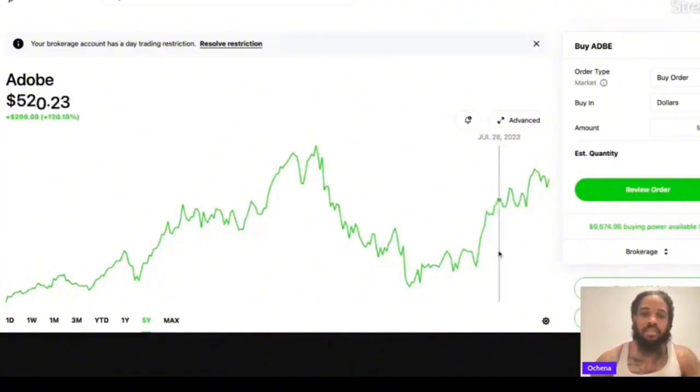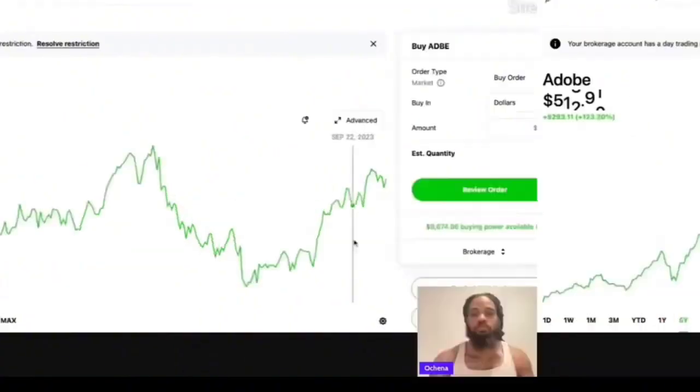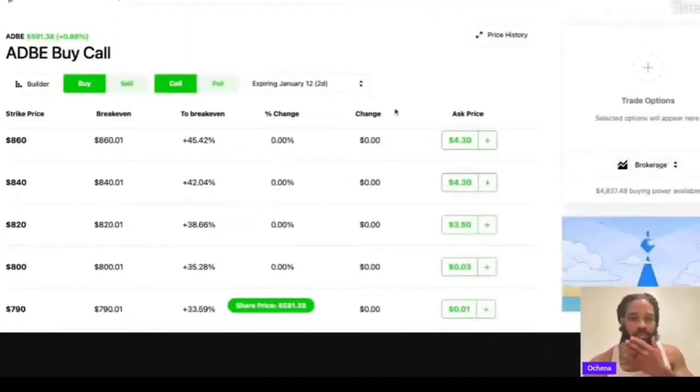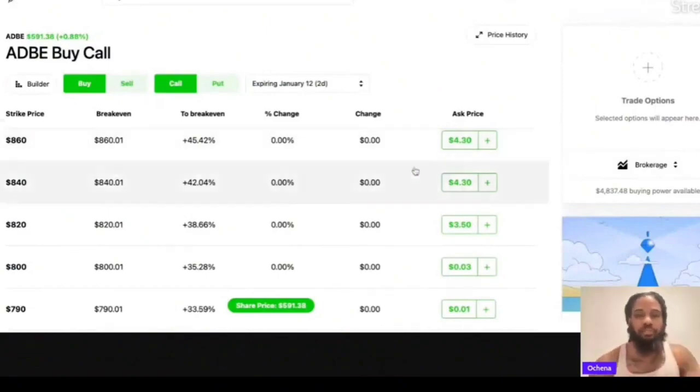So as you can see, my technical analysis paid off. After I acquired all that information about support and resistance, I pretty much came up to the option and I said I wanted to buy a call option because I'm betting that the stock is going to go up.